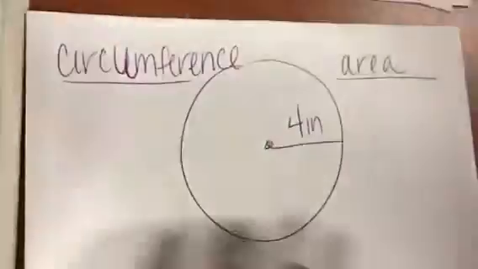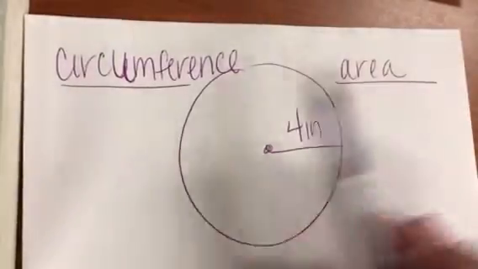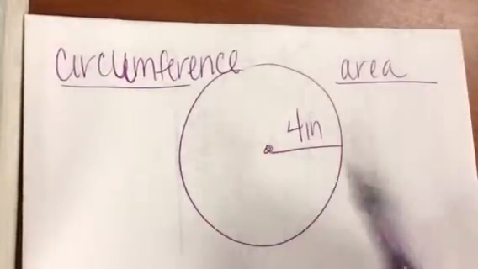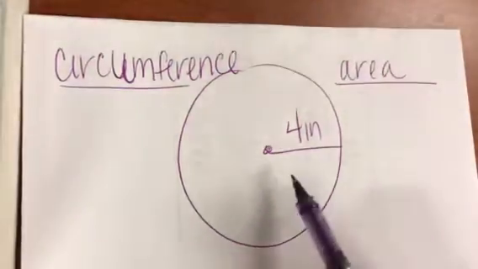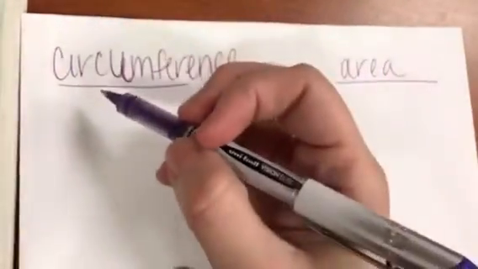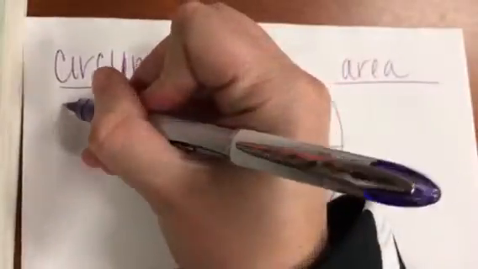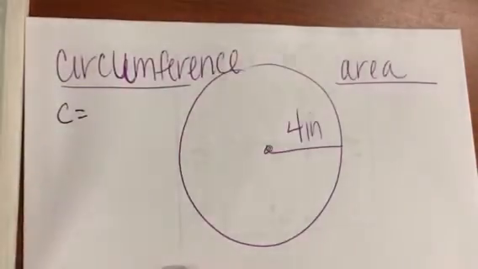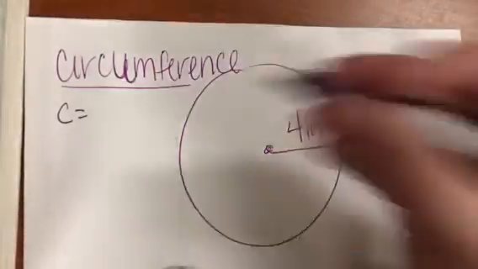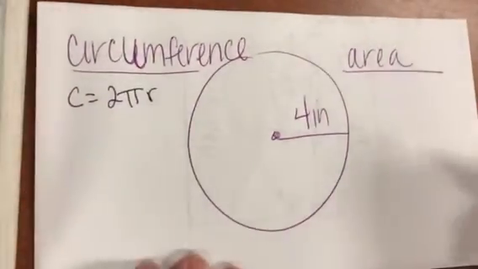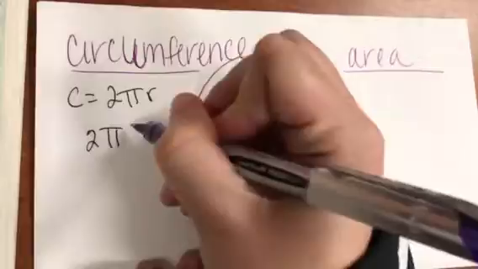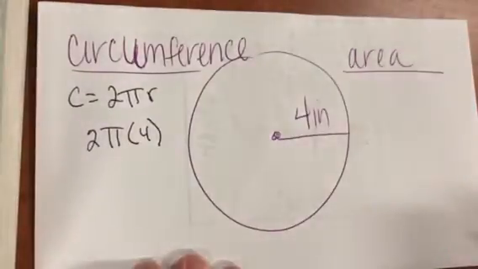Okay, let's practice. So we've got circumference and area. What information are we given? We are given the length of the radius. So circumference, the formula for circumference, they kind of get a choice here. They can either do 2 pi r or pi d. I think the easiest one is 2 pi r because we've got a radius. So let's do 2 pi r. Our radius is 4. So 2 pi times 4.